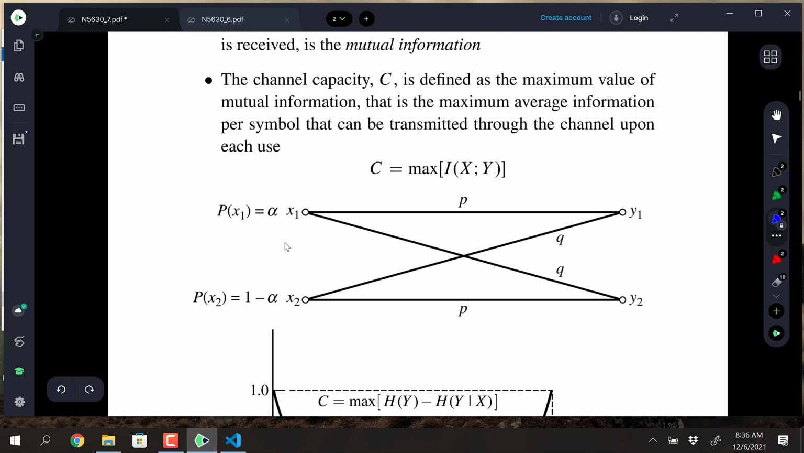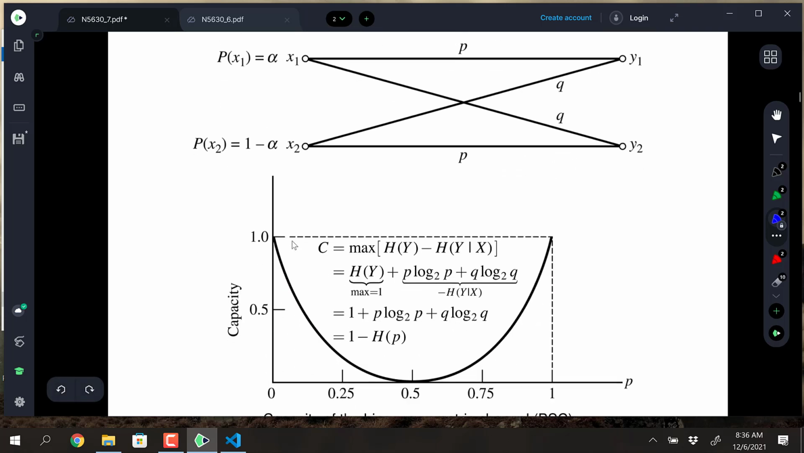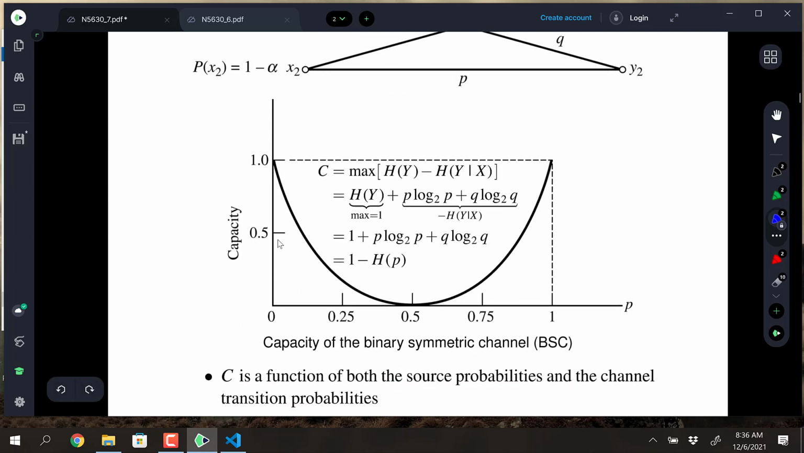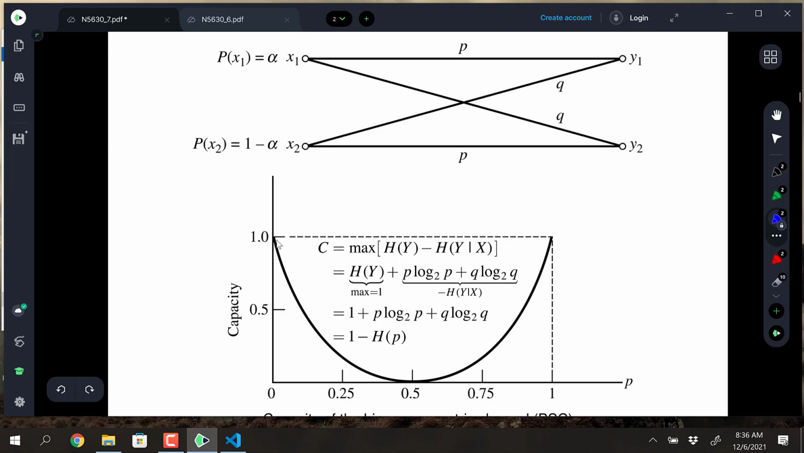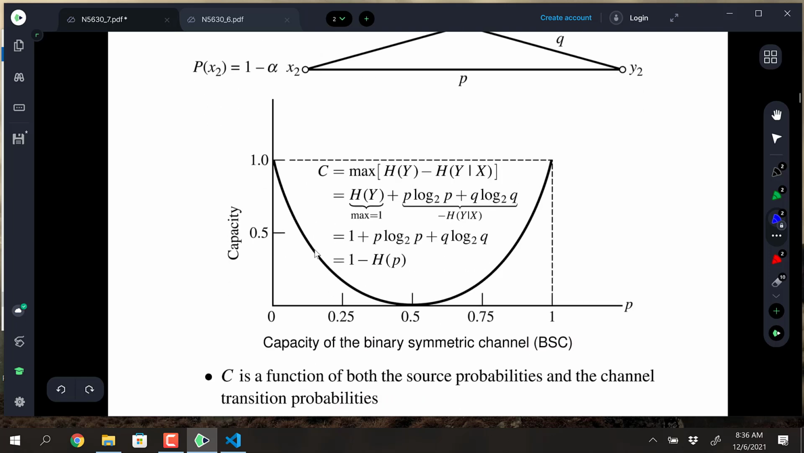So the channel capacity can be defined as the maximum of the mutual information. And this is just a definition. We're going to see capital C for the next few pages. Maximum value of mutual information. So it's the maximum average information per symbol that can be transmitted through the channel upon each use. So if we write that out, we get a cup-shaped function versus the probability p. This was alpha earlier, but now it's p for the binary symmetric channel.